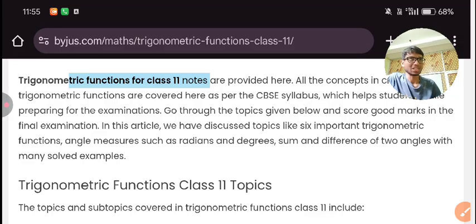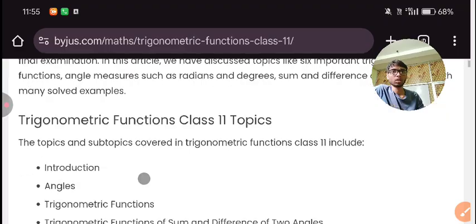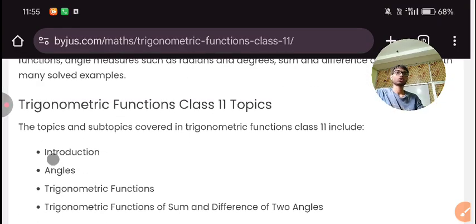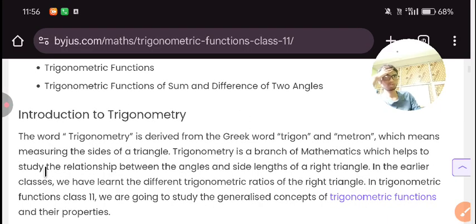Do you know what the ratio is in this? Ratios of sine, cos, tan, sec, cosec, all these are trigonometric ratios. All the concepts in the class 11 trigonometry are covered. Okay, now directly we want to start. The topics and subtopics covered in trigonometric functions class 11 include: first of all, we will start with the introduction, then we will see angles, then trigonometric functions, then trigonometric functions of the sum and the difference of two angles.